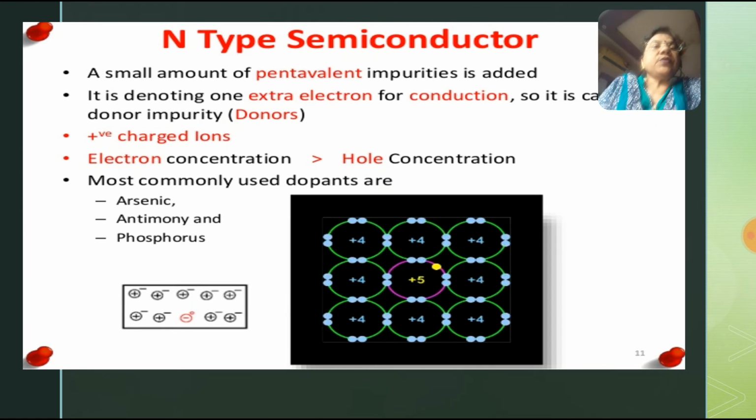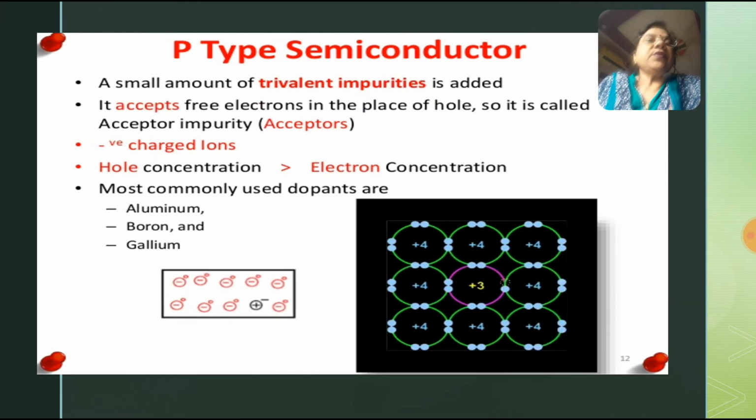Now most commonly used dopants are arsenic, antimony and phosphorus. They are all pentavalent impurities. So what happens here? Each and every atom of silicon is now having 1 free electron in its outermost orbit due to this impurity. So electron charges are increased here. So it is known as the N-type semiconductor now because of negative charge carriers, free negative charge carriers.